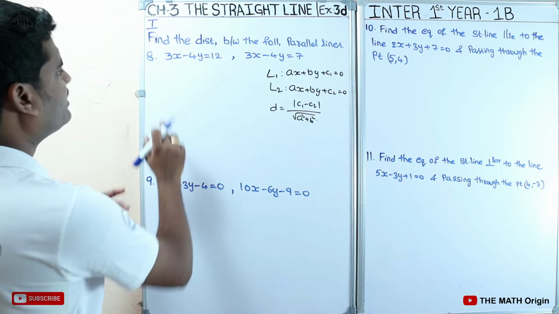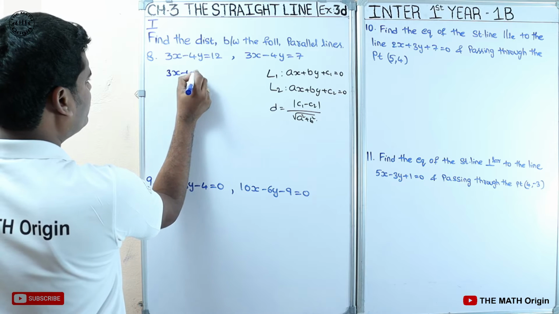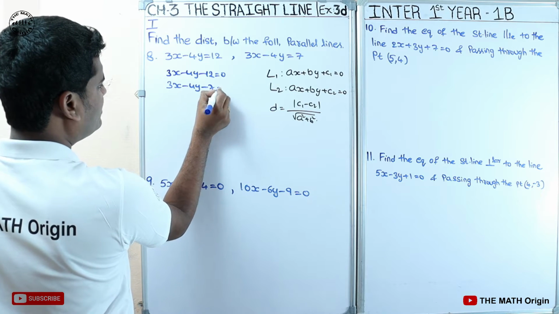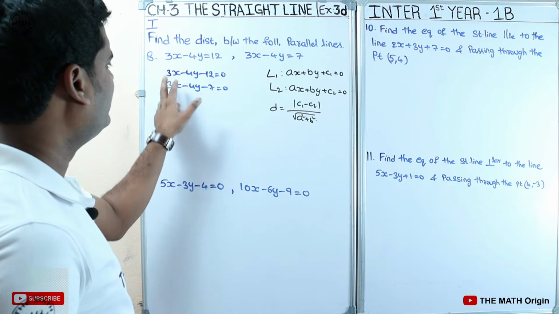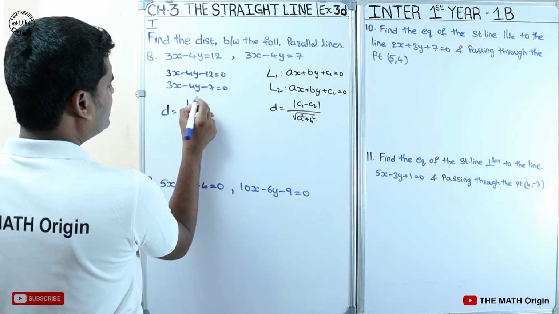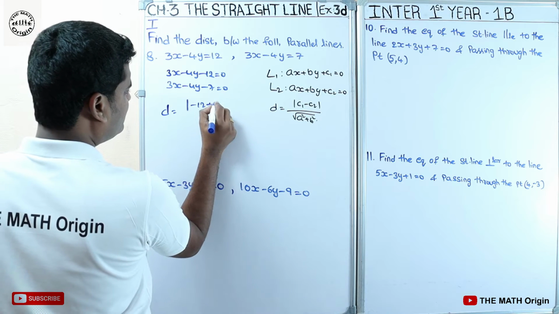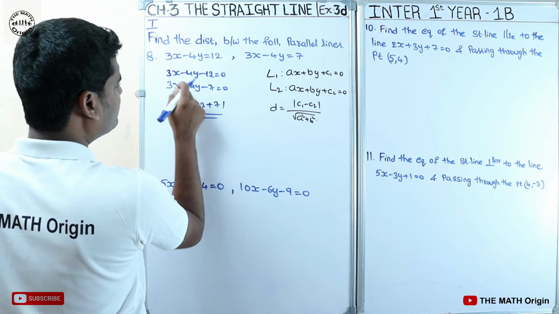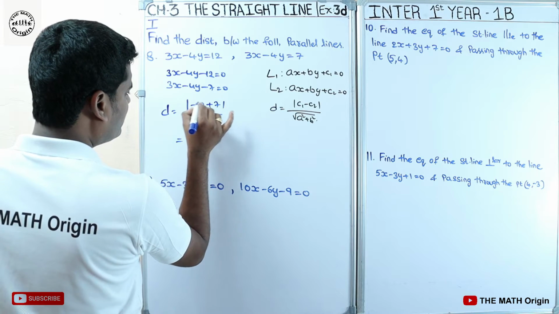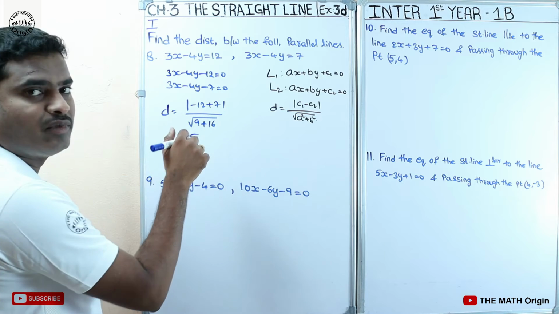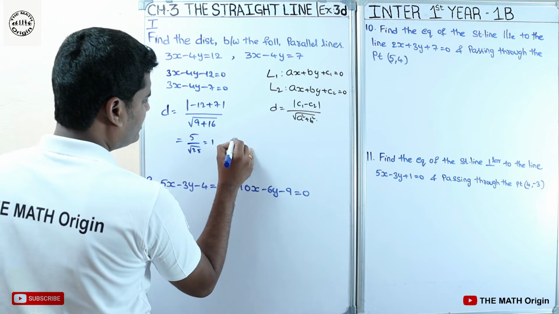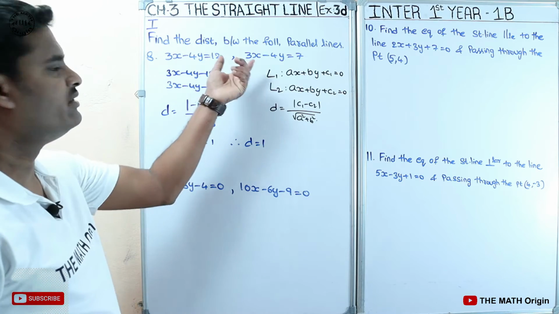Okay, let's see our equations in that format. So I will write 3x minus 4y minus 12 equals 0 as the first line, and the second line 3x minus 4y minus 7 equals 0. Here a and b are both the same, only c1 and c2 differ. So distance equals modulus of c1 minus c2. c1 is minus 12 minus of minus 7, which is plus 7, by root of a square plus b square, which is 3 square plus 4 square. Therefore that is minus 12 plus 7 is minus 5, which with modulus is 5, by root of 16 plus 9 is 25, which equals 1. Therefore the distance is 1 unit between these two lines.